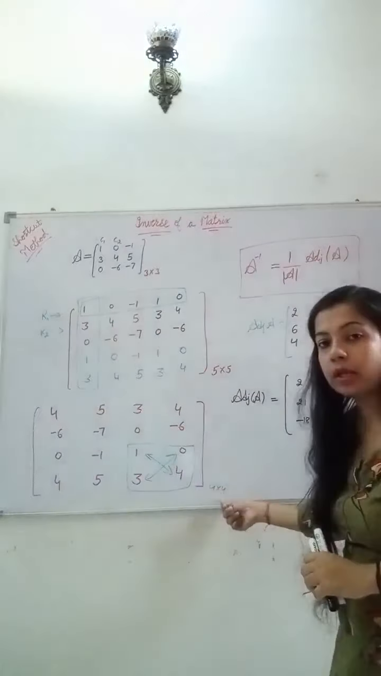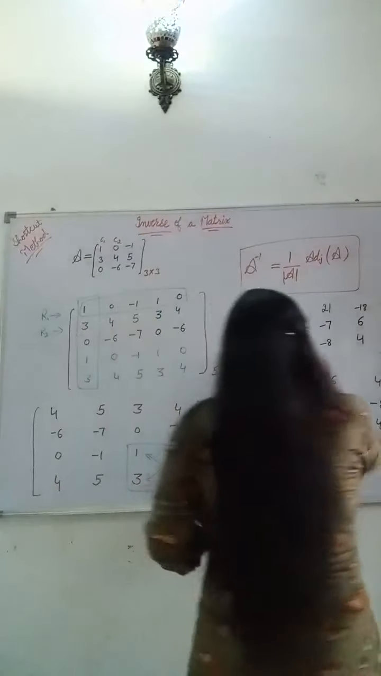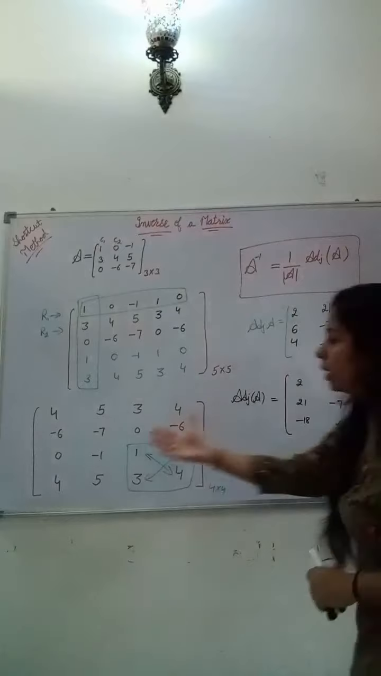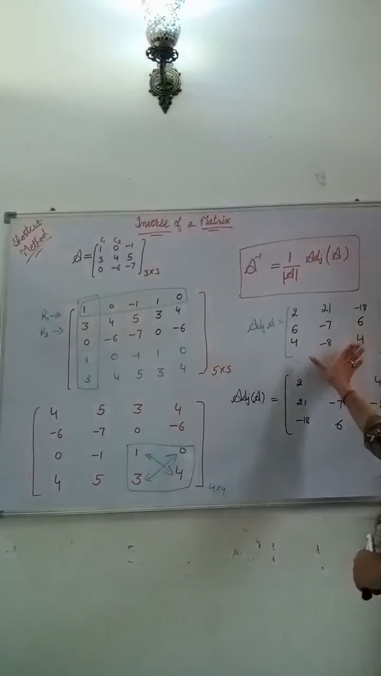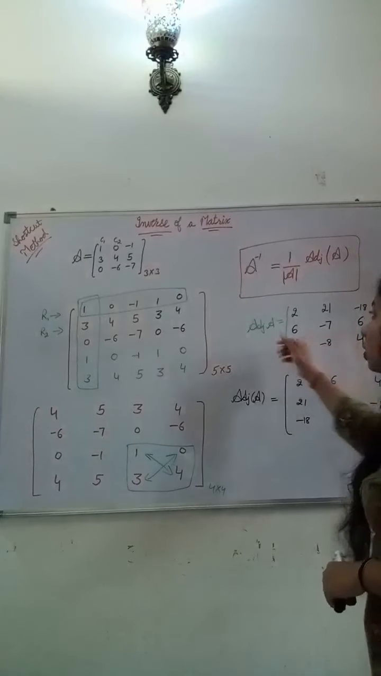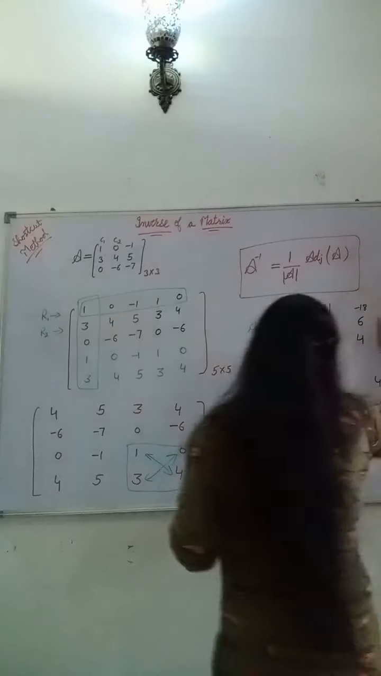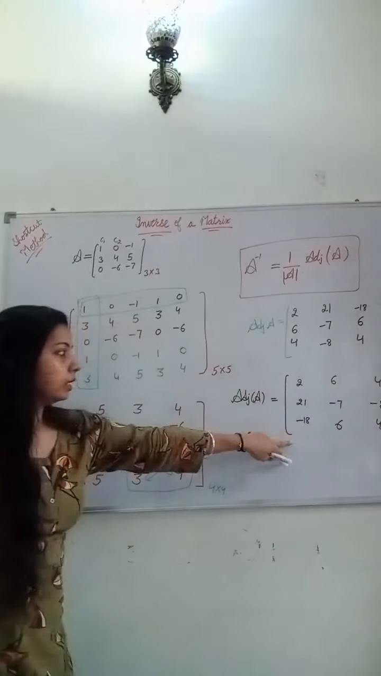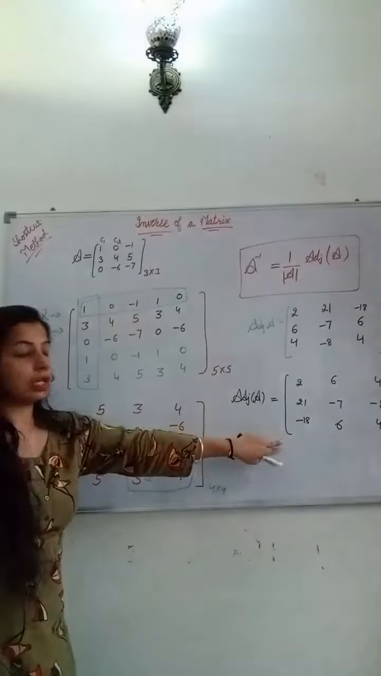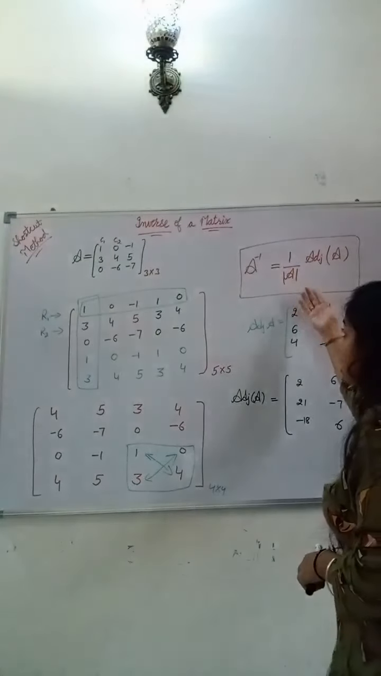Now by taking 4 elements, I have to find the cofactor matrix. By using this, I have found all the cofactors. Now to find adjoint of A, I have to take its transpose. By taking the transpose, I get adjoint of A. That's it. Now we just have to find determinant of A. Then we can easily find A inverse. Now let us find determinant of A.